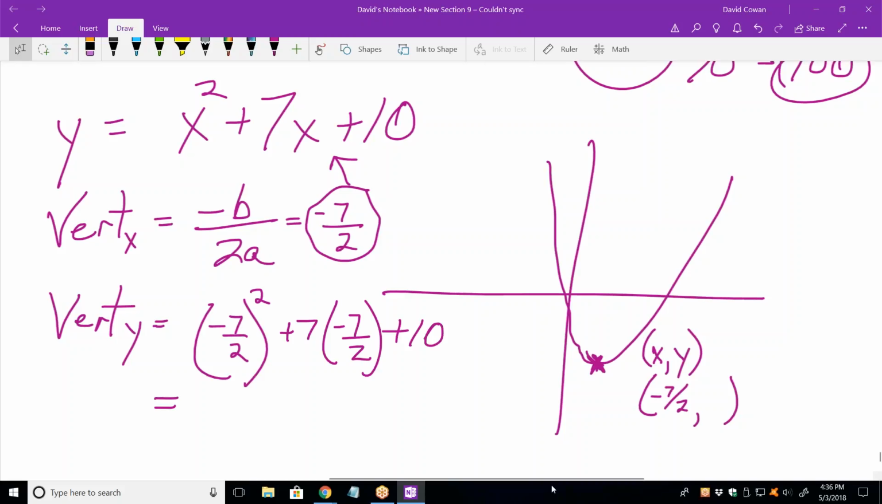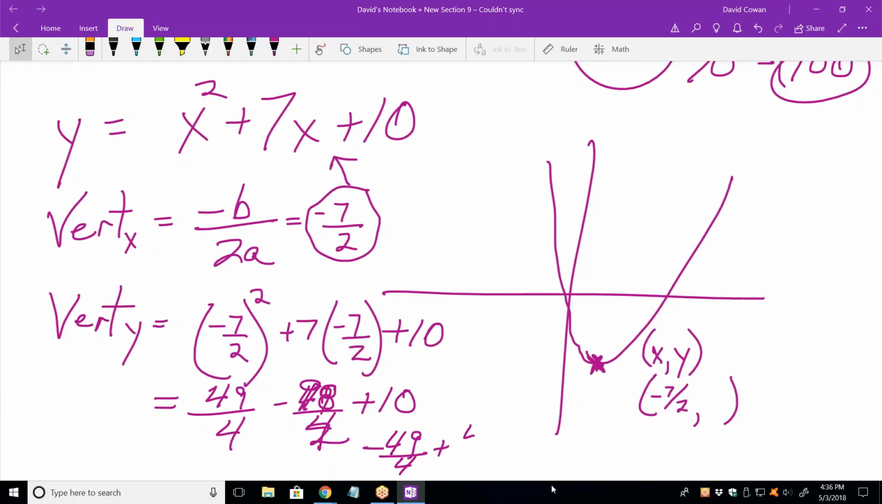So I didn't mean to make the algebra this hard, but that's 49/4 minus 49/2 plus 10. Well, 49/2 is 98/4. And now I have 49/4 minus 98/4. That's minus 49/4 plus 40/4, which is the number 10. So my answer is minus 9/4. That is the y-coordinate of my vertex.